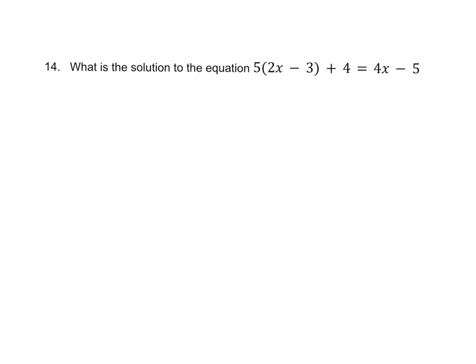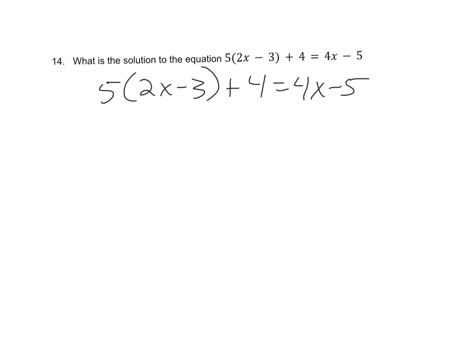Now let's go and take a look at this question. I'll show you how you specifically do solve it. All right, so we have an equation, 5 times 2x minus 3 plus 4 equals 4x minus 5. Okay, so in this equation, we have variables on both sides. And the first thing we're going to need to consider is that we have to use this distributive property over here. So 5 times the 2x minus 3. Well, 5 times 2x is 10x.